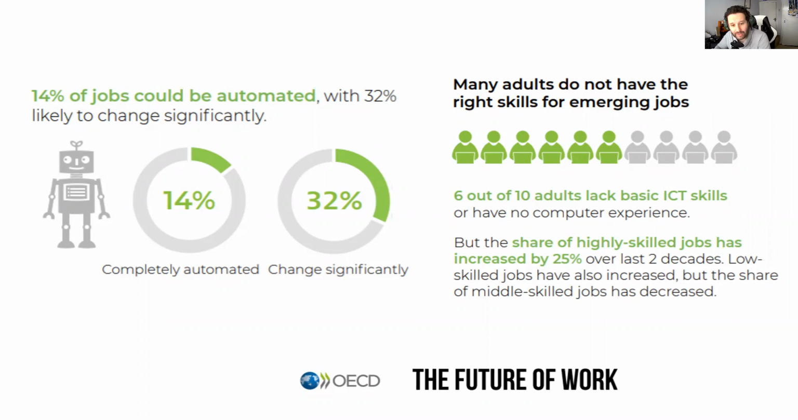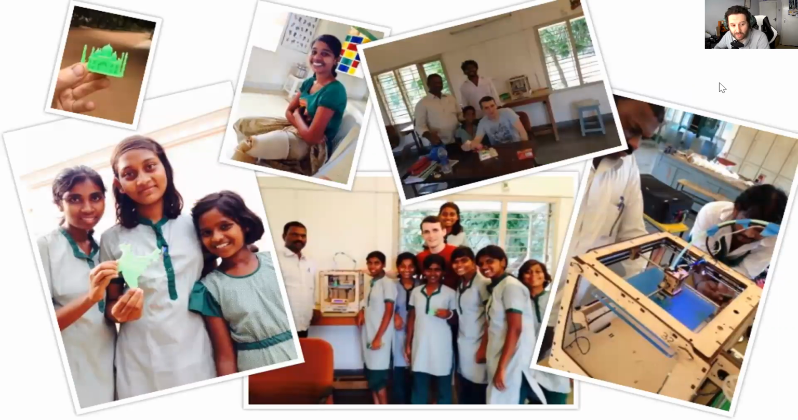And we set it up on the idea that the use of technology is going to be important in the future. You know, 14% of jobs can be automated in the future, with 32% likely to change. And many adults around the world do not have even basic ICT skills. So how are these people meant to compete in this new digitized manufacturable world? So we set up our foundation to try and teach them these skills and also give them the ability to produce objects and requirements that they actually need in the future. So we did exactly that.